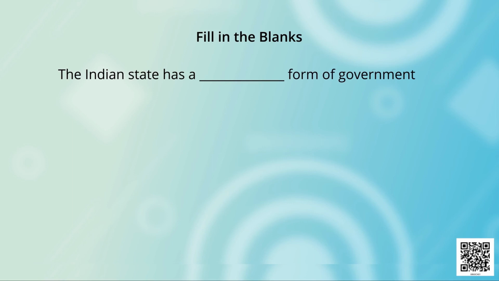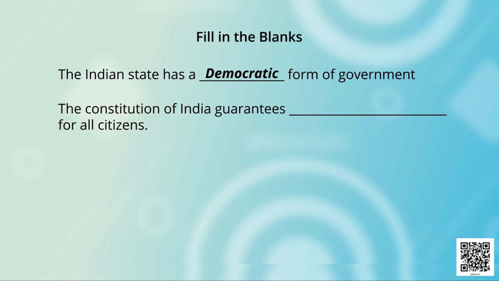Now there are certain statements with blanks in them. You have to fill them with the appropriate word. The Indian state has a dash form of government. Democratic, very good. The Constitution of India guarantees dash for all citizens. Universal adult suffrage.